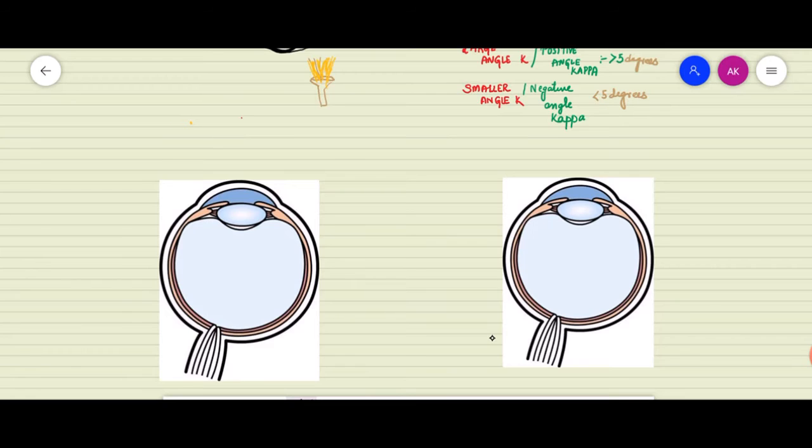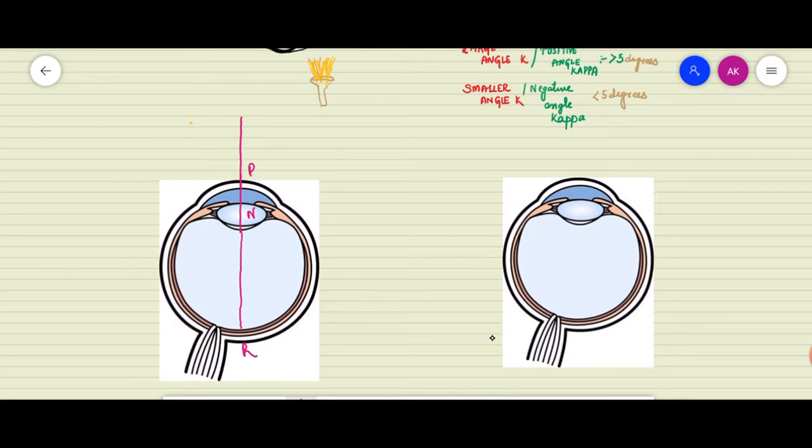As we have already seen, the optical axis or the anatomical axis, or for the sake of easy understanding, the pupillary axis, is passing through the center of the pupil, the center of the lens, which is the nodal point, and a point on the retina.